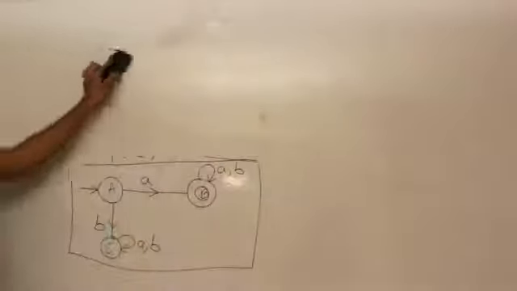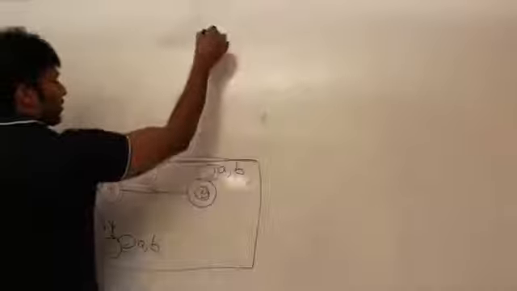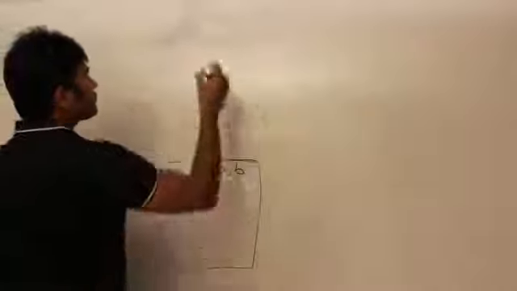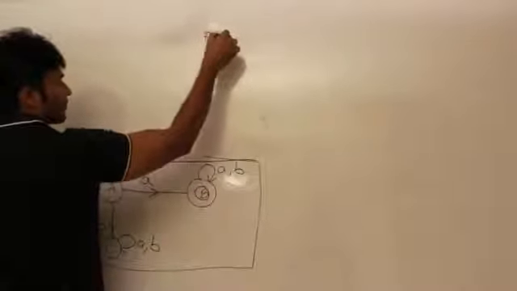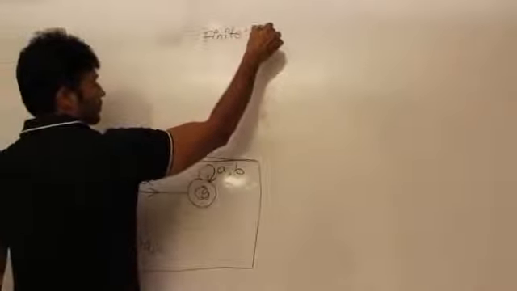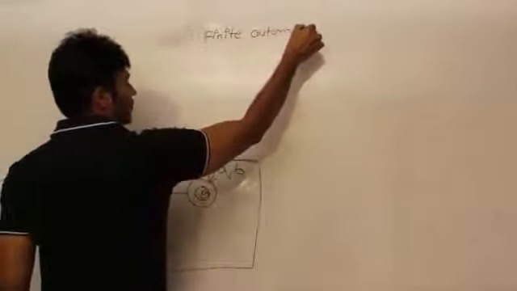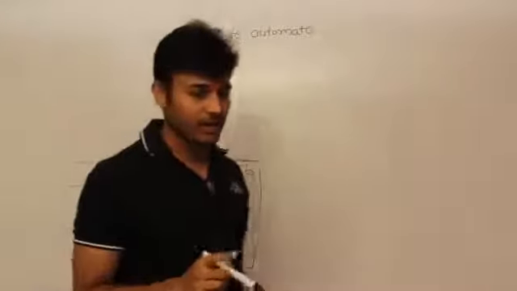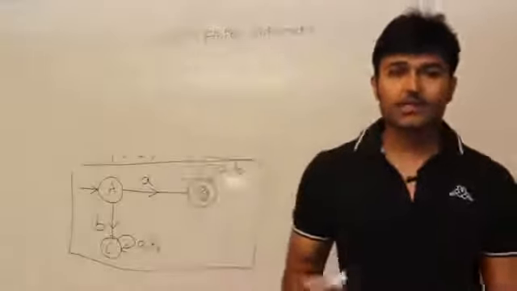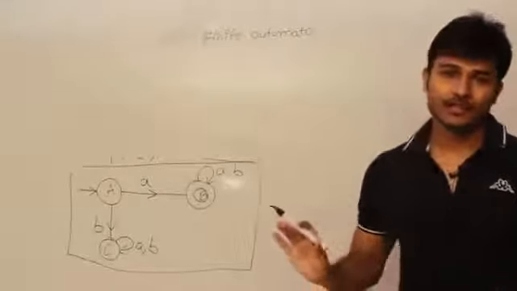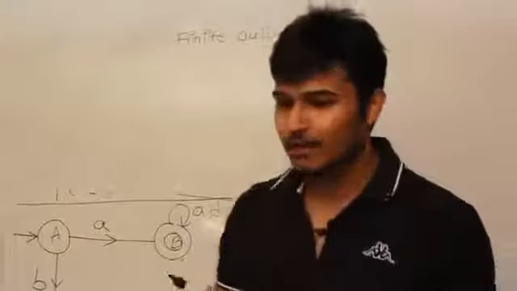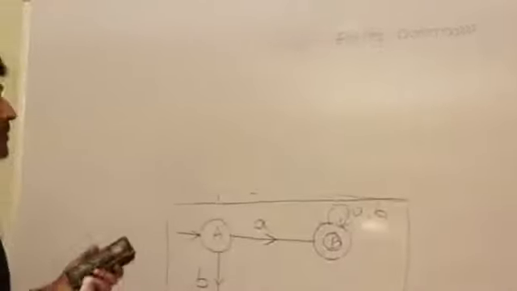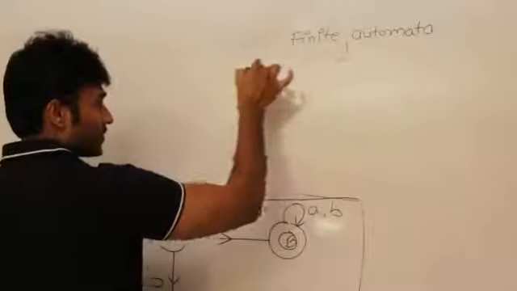Okay, so the first thing is finite automata. Actually, automata is for plural and automaton is for singular, but I'm going to use automata for everything. The correct word is automaton, but I'm used to using automata, so let's go with it. That doesn't make a lot of difference when you're solving GATE questions.